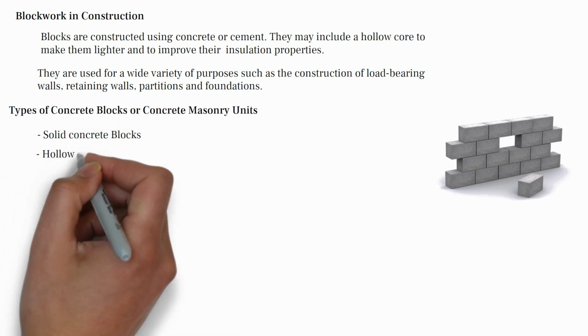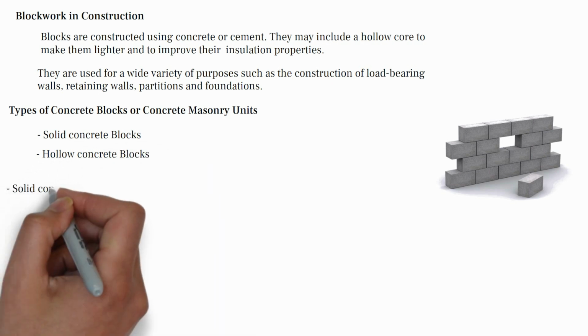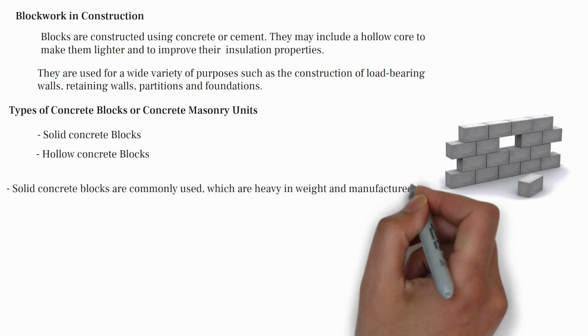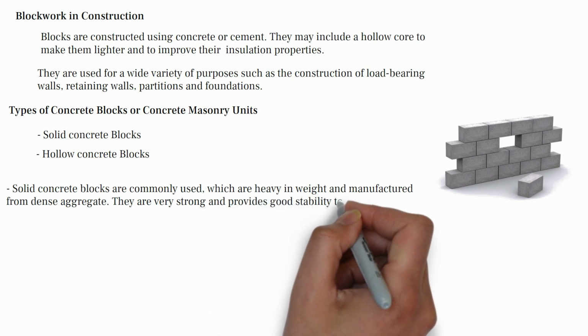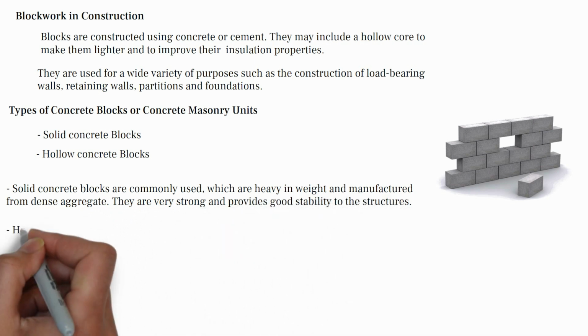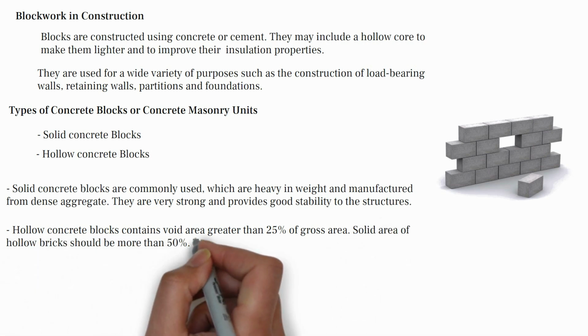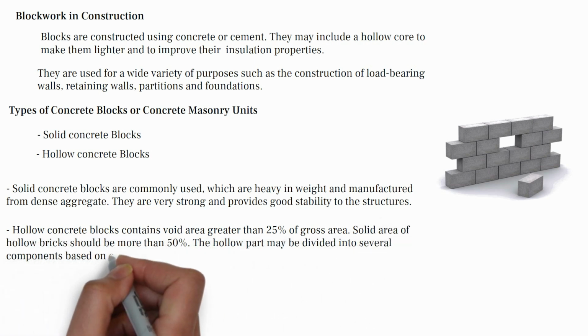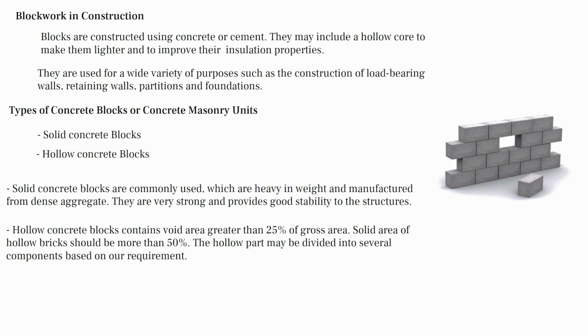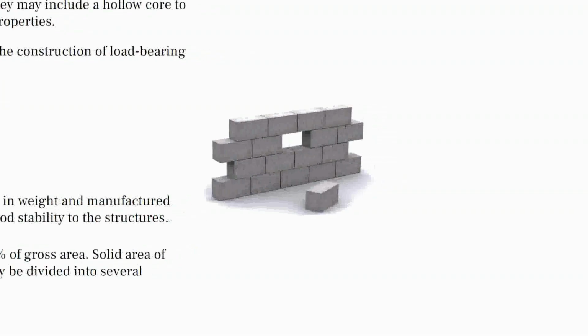Solid concrete blocks are commonly used, which are heavy in weight and manufactured from dense aggregates. They are very strong and provide good stability to the structure. Hollow concrete blocks contain voids that are greater than 25% of the gross area. Solid area should be more than 50%. The hollow part may be divided into several compartments based on our requirements.